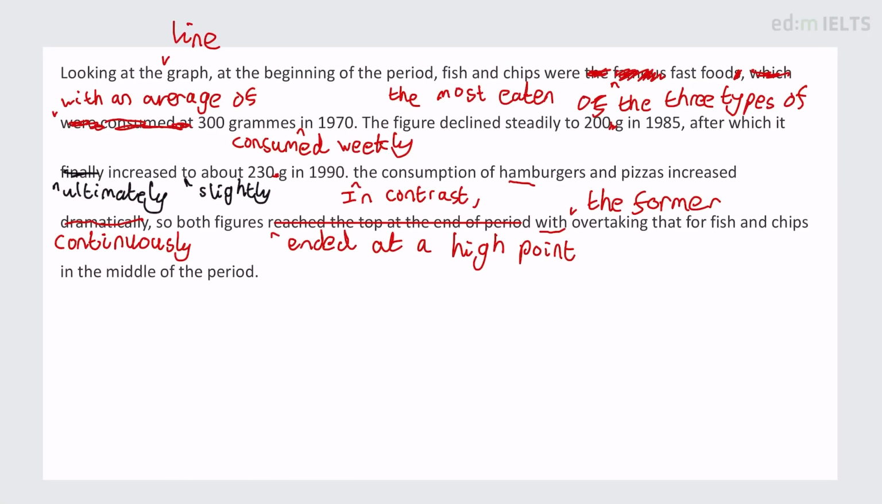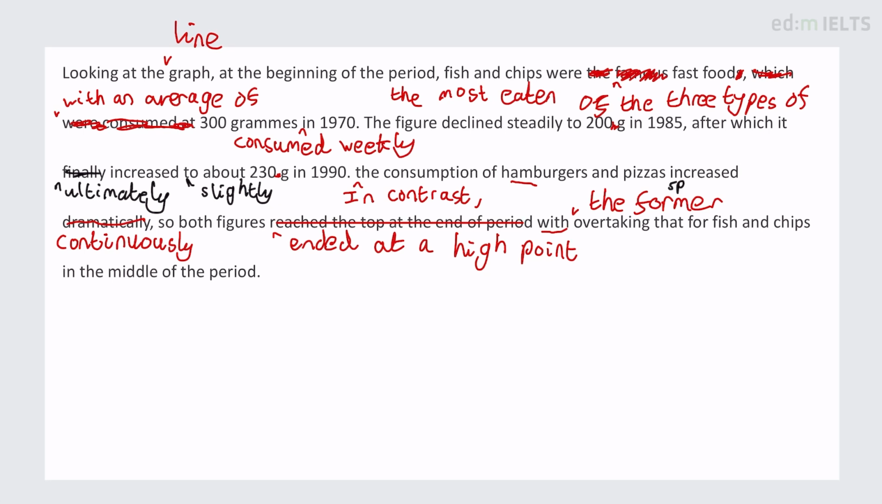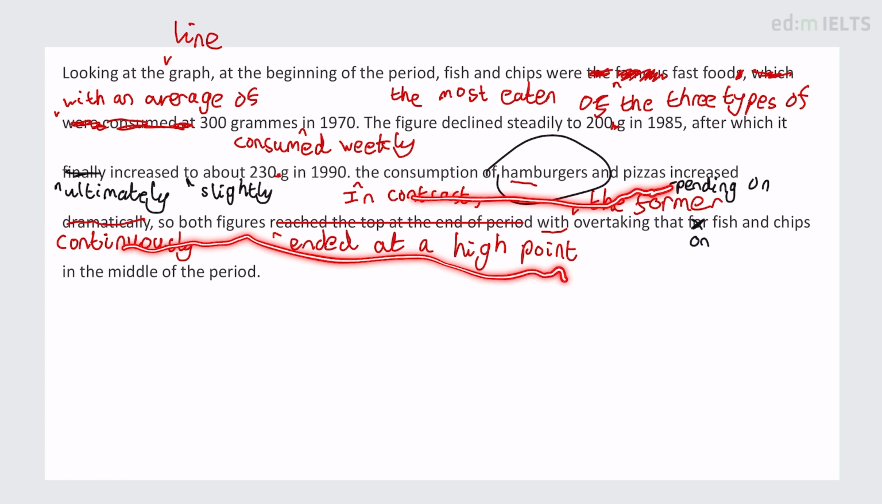In fact, I'm going to change that a bit. So I'm going to say with spending on the former type of food, spending on hamburgers, overtaking that on fish and chips, so it matches in the middle of the period. Let me check that's okay. In contrast, the consumption of hamburgers and pizzas increased continuously, so both figures ended at a high point, with spending on the former overtaking that on fish and chips in the middle of the period.